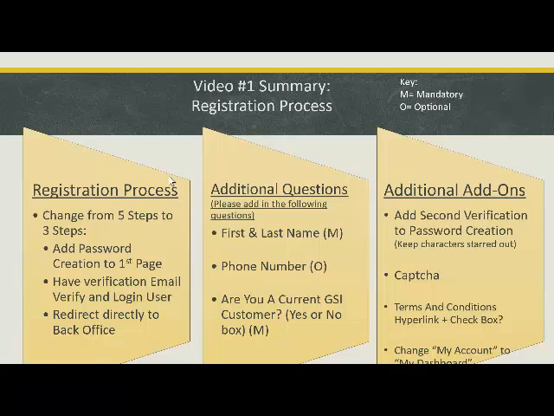So for additional questions to add to the registration, I would say, mandatory, definitely have a first and last name for each of the new registrants, and optional to put a phone number on there. Anthony, you could change these as you see fit. And then, are you a current customer? I think this is definitely important for workflow to have that question answered. Finally, another add-on would be getting a second verification for the password creation and having the characters hidden. So instead of showing the password directly when entering it, having two entries and a verification is safer, more secure, and more the standard.